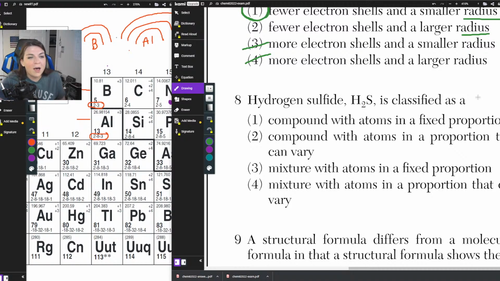All right. So right here, this is asking us, what are we looking at? Is it a compound or is it a mixture? And then a second piece, which we know. We love these questions, right? They're so good. Hydrogen sulfide is a compound.